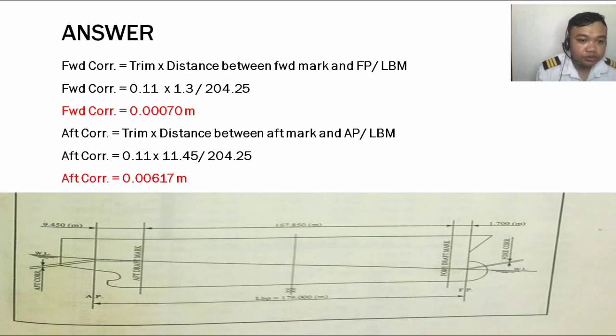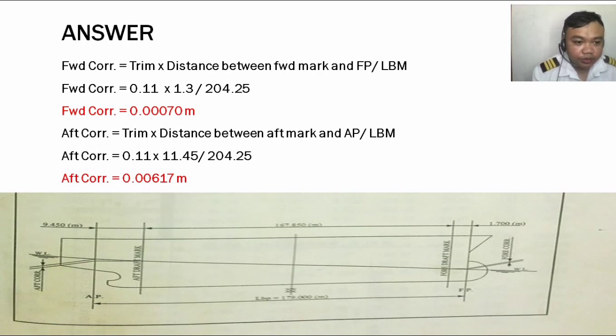So the forward correction would be 0.11 times 1.3 divided by 204.25, which is the LBM. So the forward correction is 0.0070 meters. Now always remember that you should use 5 digits after the decimal.